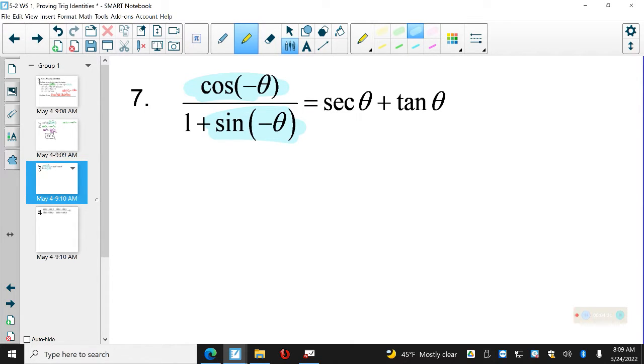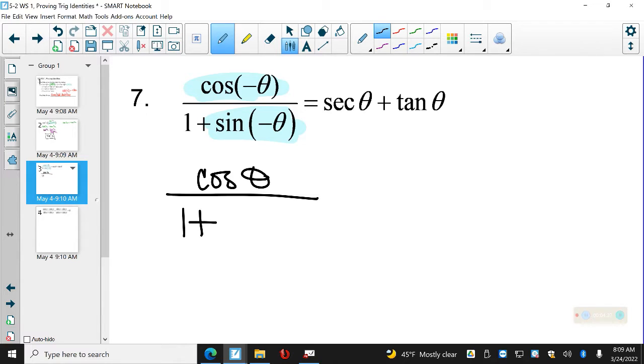The cosine at negative theta is going to be equal to what value? The cosine at negative theta is equal to what value? No. Cosine. Cosine. So this is the cosine of theta all over 1 plus. Now what is the sine at negative theta? The sine at negative theta is going to be negative sine of theta. Yes?